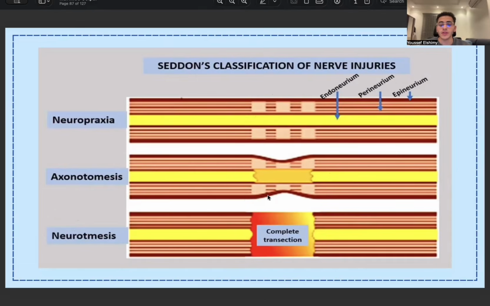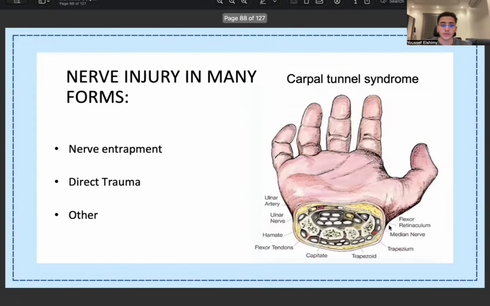The regain of function usually takes a long time and it's a difficult process. But the worst prognosis is neurotmesis, which is the complete transection of the whole peripheral nerve, of all three layers. Okay, and this has the worst prognosis. Now, moving on to a condition that is called carpal tunnel syndrome.